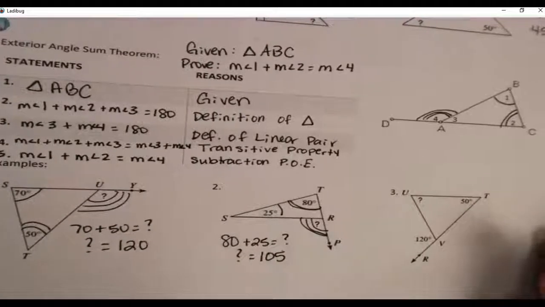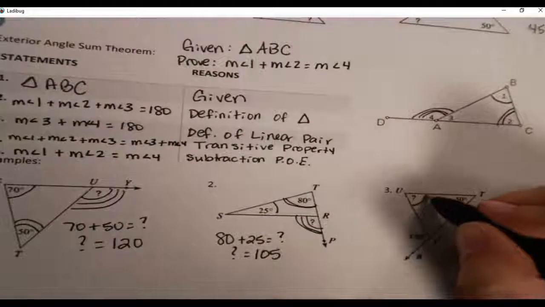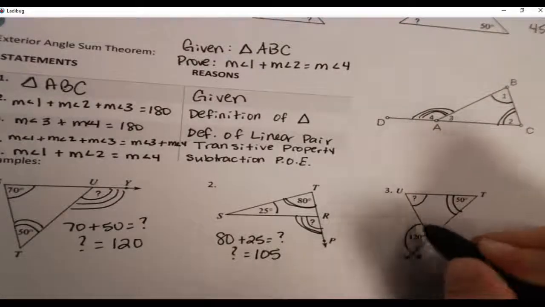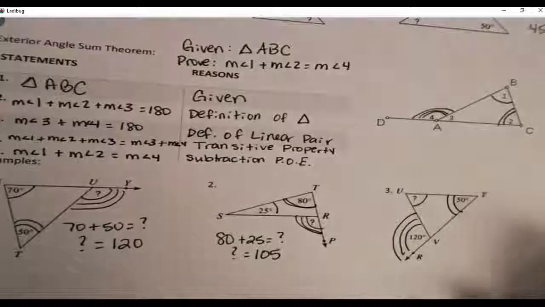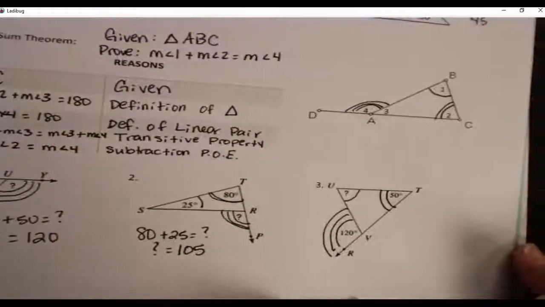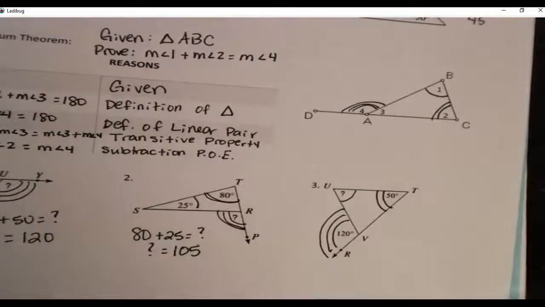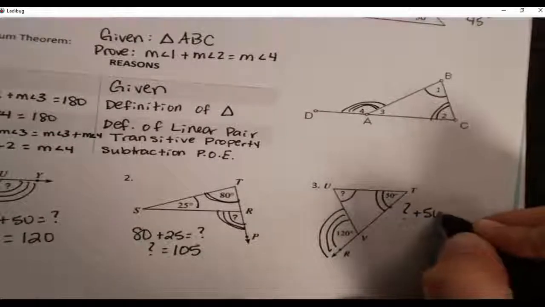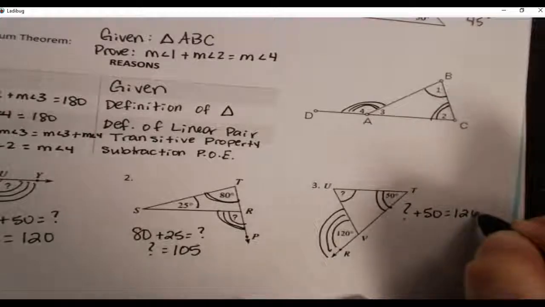So then on number 3, a little bit different. So we don't know this inside angle, but I know that U and T is going to add up to this outside V. So I can take question mark plus 50 equals 120.